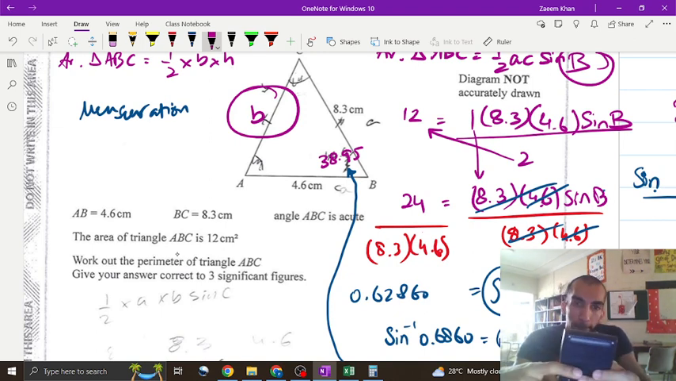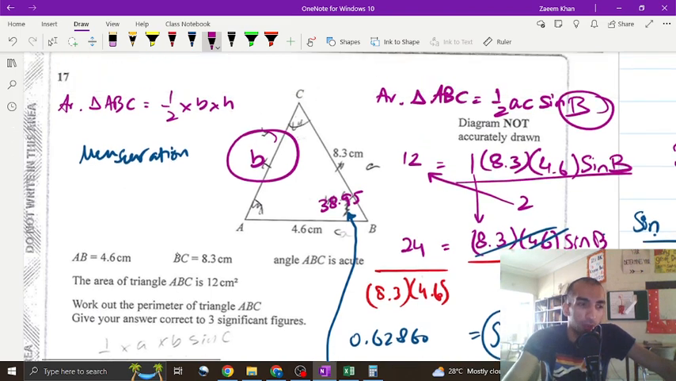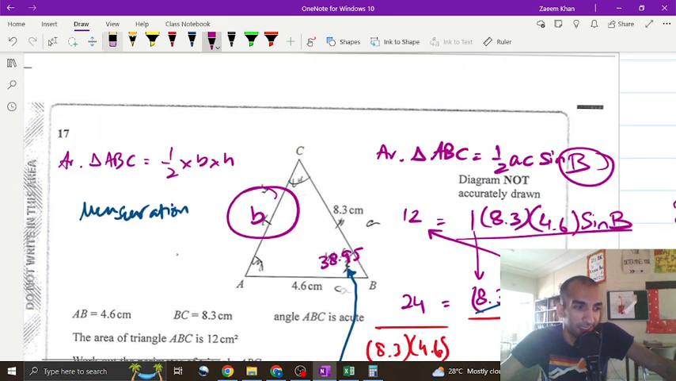We need to try and run the formula. What formula again? Try and run the formula for... What does it look like?